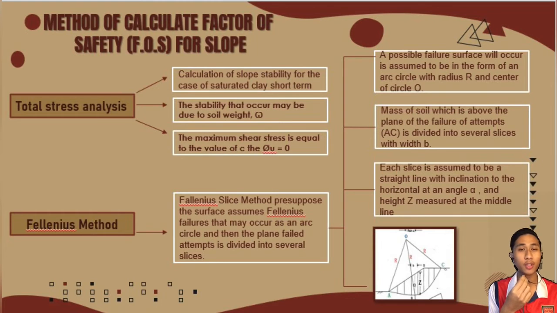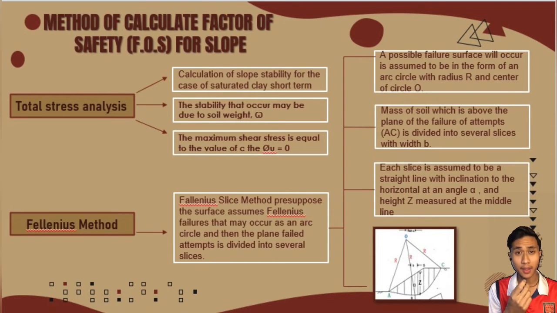For the first method is total stress analysis. For the total stress analysis, calculation of slope stability for this case of saturated clay in a short term, while the stability that occurs may be due to the soil weight, which is omega. For the maximum shear stress is equal to the value of C, and the angle of the internal friction, phi u, is equal to 0.